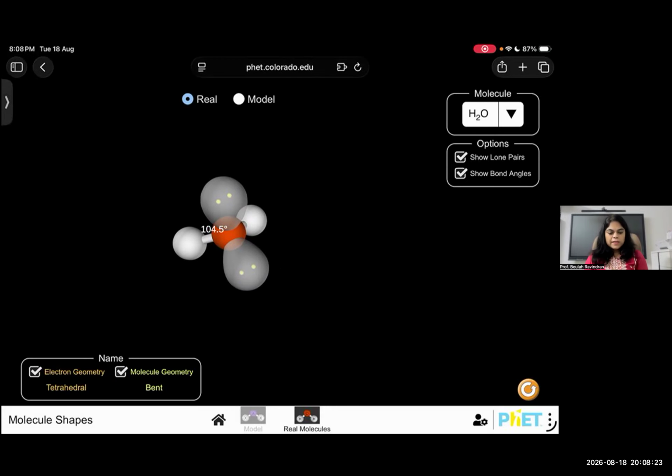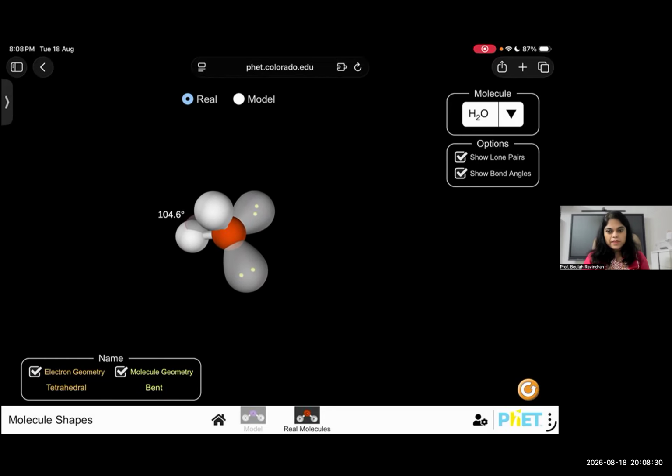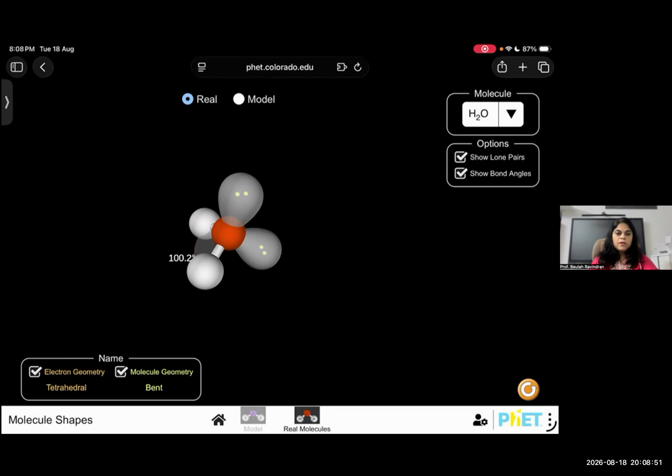In the water molecule, the central atom is what? The central atom is O. It has 6 valence electrons, right? Oxygen has atomic number 8, so 2, 6, 6 valence electrons. 2 of them are used for the formation of bonds, so the remaining 4 electrons stay as lone pairs. So there are 4 VSEPs: 1, 2, 3, 4. Hence, the expected shape of the molecule is tetrahedral, we saw.